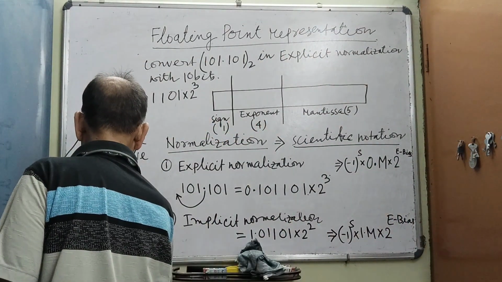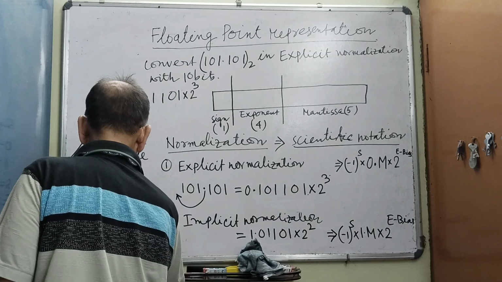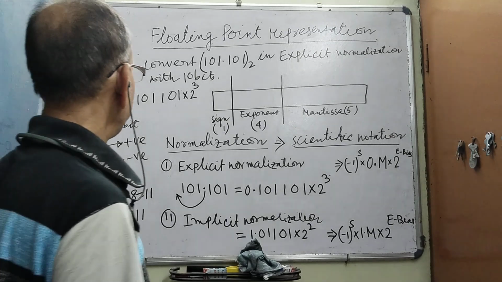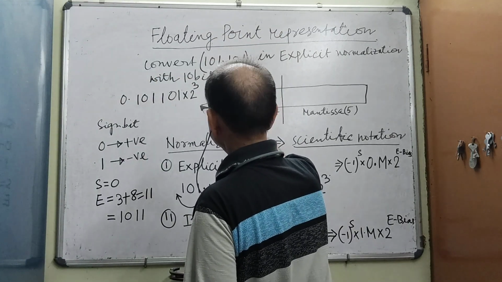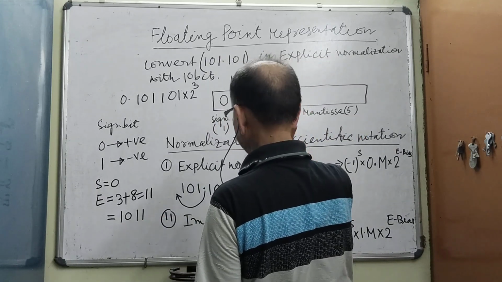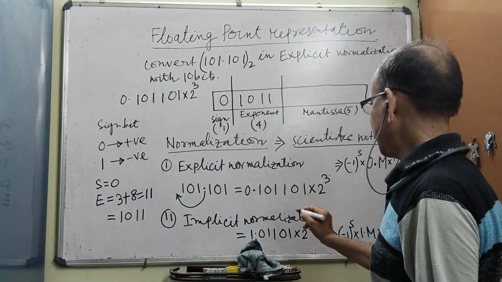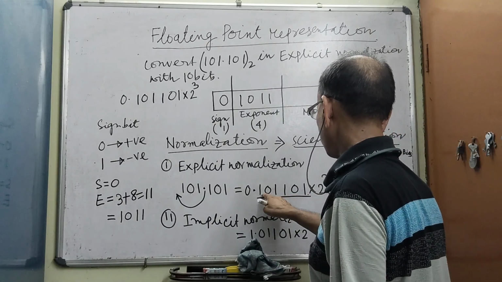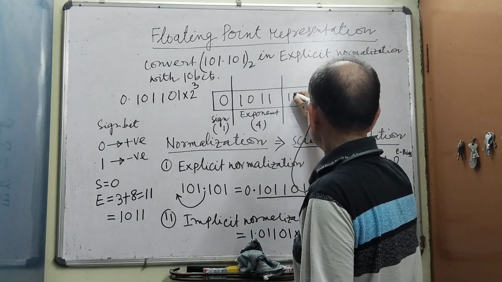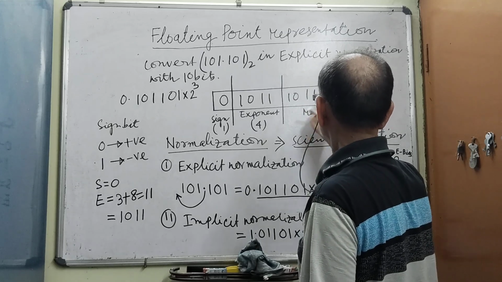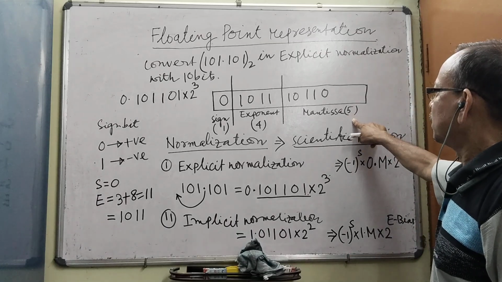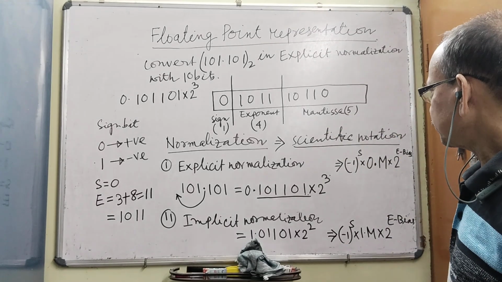11 is binary equivalent to how much? 1, 0, 1, 1. This is the 11. So you write here: this is the 0 bit, and 11 is 1, 0, 1, 1, and then the exponent and mantissa. Mantissa is 5 bits. How many bits? 1, 2, 3, 4, 5, 6. So the bits are 1, 0, 1, 1, 0, and 1 bit you cannot write here, as the maximum size is 5. So 1 bit is omitted. Okay.